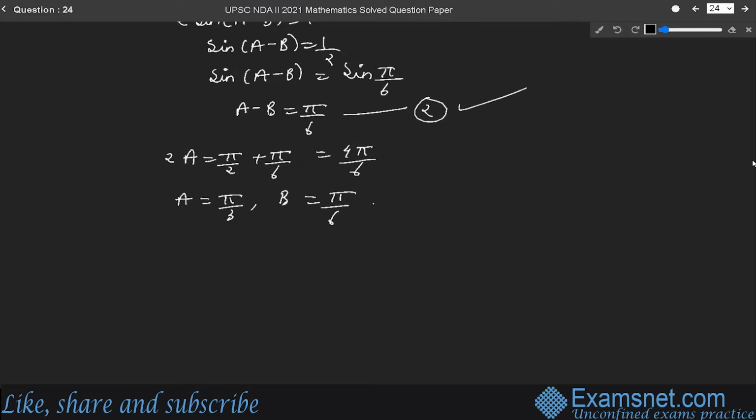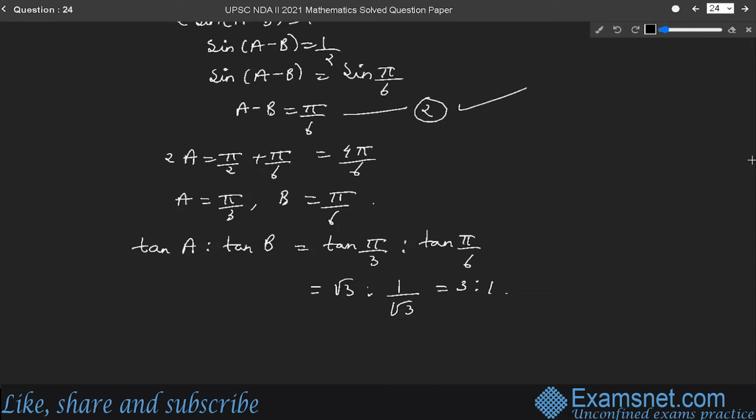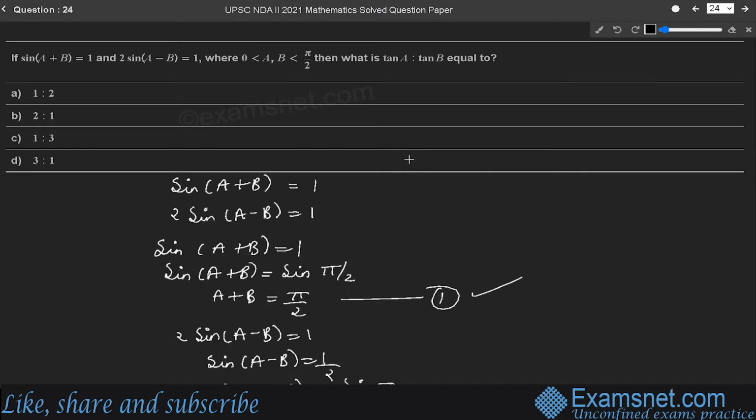Now let us find the ratio which is given in the question, tan a ratio tan b. So putting the values, tan pi by 3 ratio tan pi by 6. We know that tan pi by 3 is root 3 and tan pi by 6 is 1 upon root 3. So the ratio will be 3:1. So this is the correct ratio for the given question. Therefore, the correct option is option number D. Whenever a question comes from trigonometry, you just have to use the basic concepts and you must know all the values from the trigonometric table.